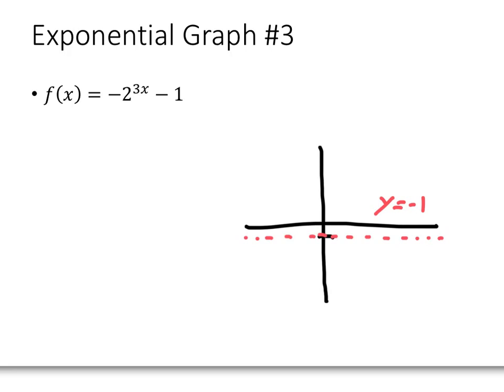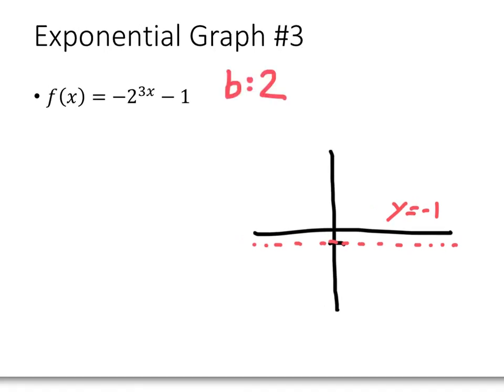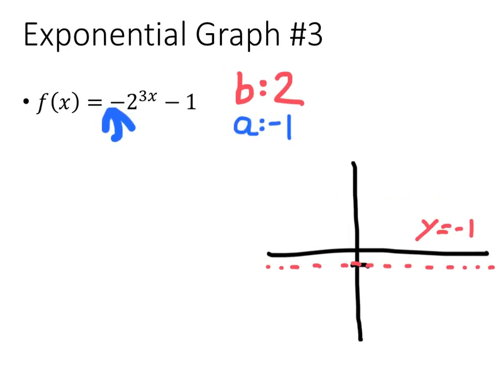Starting with the b value, the base is 2. And the 2 is what's touching the exponent, so that means that b is 2. And since b is 2, that means that a has to be -1. It's really important to remember for the exponential graphs that the base is always positive.